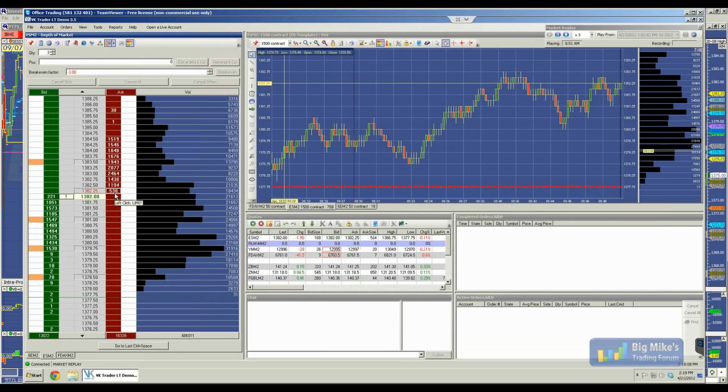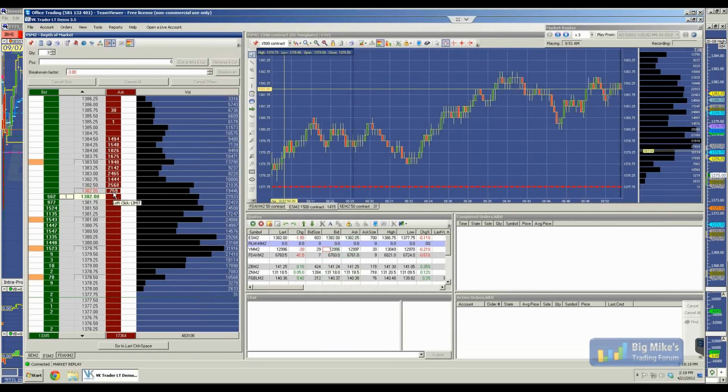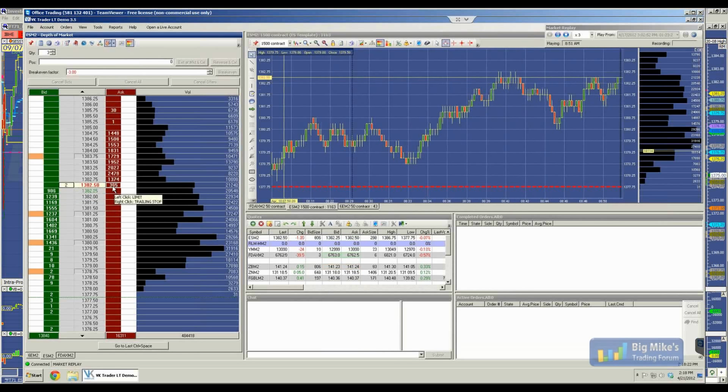Again, I don't remember what this day did. This is in the middle of nowhere. I don't have any levels in this area, but I don't want to sit here for hours stalking a real trade. So I'm looking for price absorption here. I need this to hold now for the short. I need this to hold. I don't want them to fall into the thinner part of the profile.